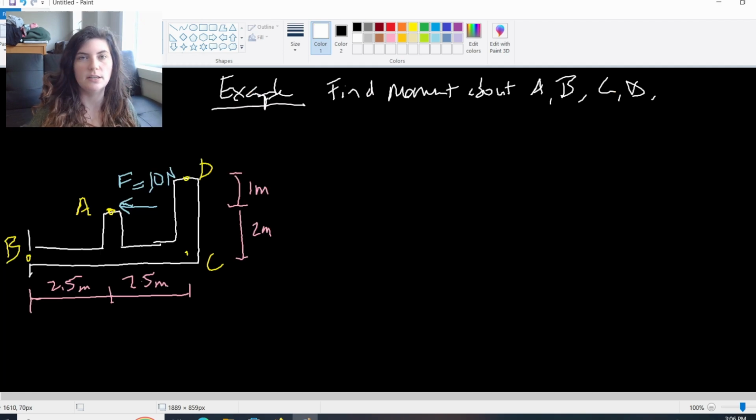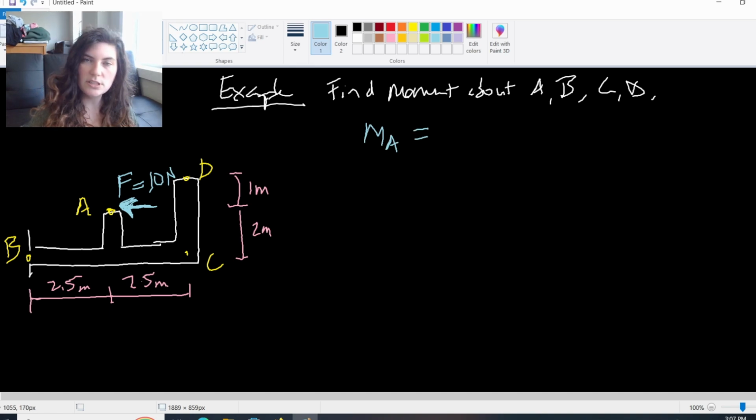Okay, so let's take a look at an example. This is just a basic find the moment about each one of these 4 points, A, B, C, and D. So we have this force here. It is a 10 Newton force, our force right here, acting on this little backwards F-shaped beam. So we have this 10 Newton force, and we want to find the moment about point A. The way we would write that is we would say MA equals the moment about point A.